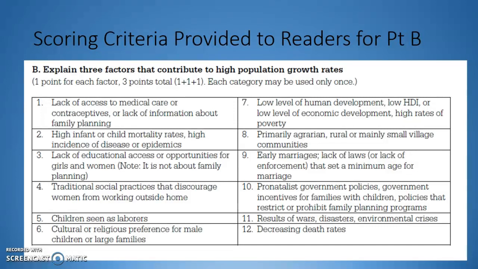Okay. Number 11, the results of wars, disasters, and environmental crises. And number 12, decreasing death rates. Okay. So when I read this in 2017, and I did end up reading it for the last couple of days, I got retrained on it. We saw a lot of kids getting points in 1 and 2 and 5. Sometimes we'd see something about 3, really the wars one, the decreasing death rates one, pronatalist policies, not very common at all. The poverty one sometimes, okay. Cultural religious preference for male children, again, just not quite as much.